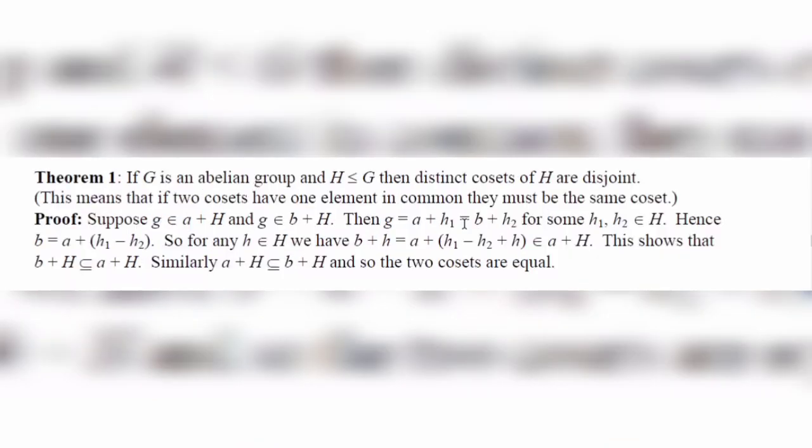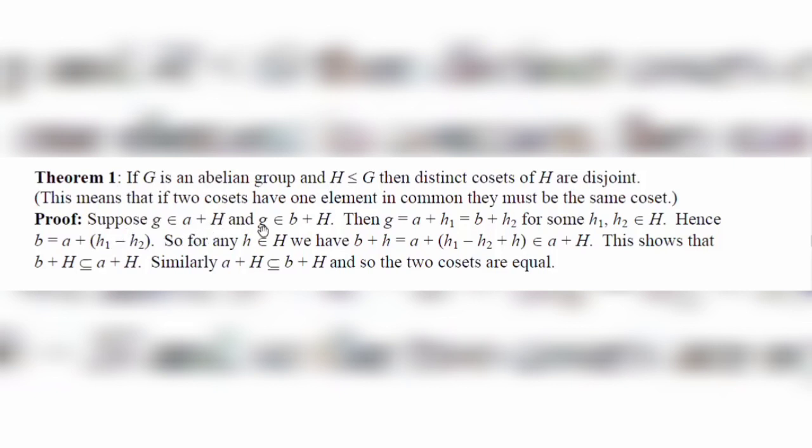Here's theorem number 1 on your screen. If G is an abelian group and H is less than or equal to G, then distinct cosets of H are disjoint. I have written the statement for the sake of simplicity; this means that if two cosets have one element in common, they must be the same coset.